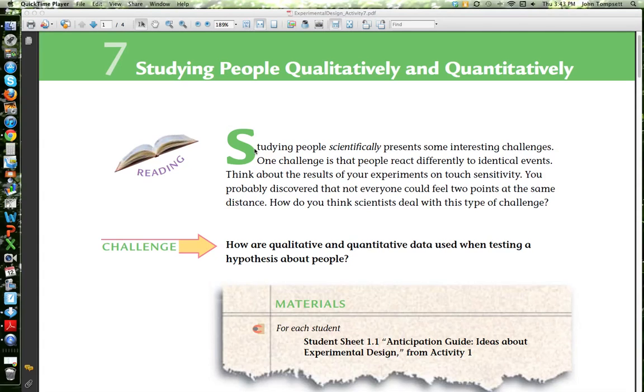This is another activity from experimental design, studying people scientifically. It is activity number 7, studying people qualitatively and quantitatively. Those are two words that you're going to have to definitely become familiar with. I can tell you right now that there are many places throughout this unit and on the assessment as well that ask you to not only define those words but give examples of data that are either one or the other. Studying people scientifically presents some interesting challenges.